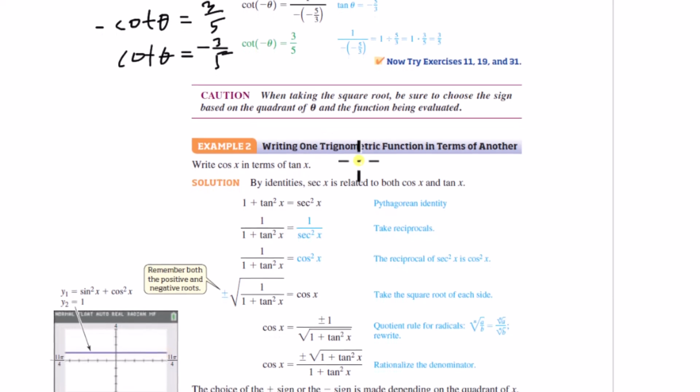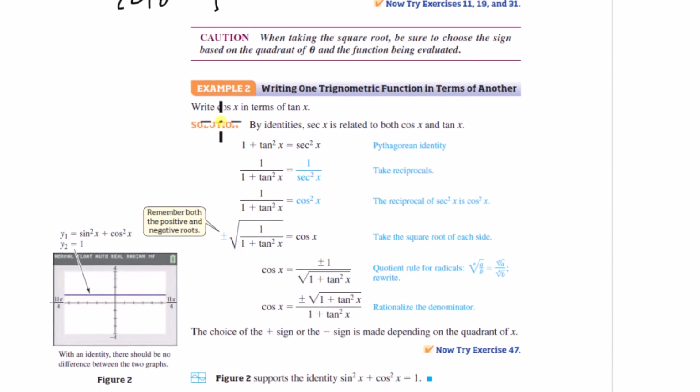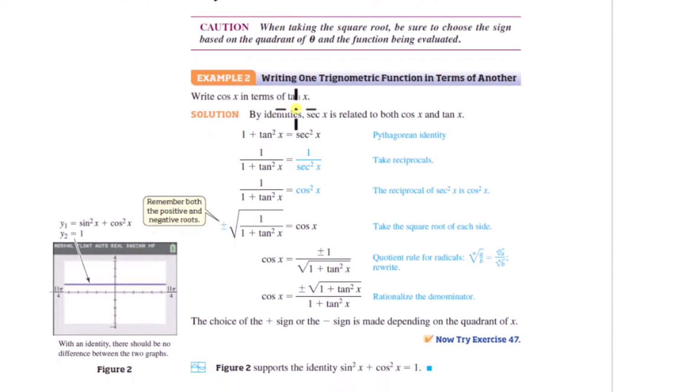All right, writing one trigonometric function in terms of another. So write cosine x in terms of tangent x. How can we do that? So what they're saying is we want cosine x by itself equal to some expression that just has tangent in it. Okay? So what they do is they use this Pythagorean identity, and the reason is because we have a secant here, and we know that the reciprocal of secant is cosine, and then there's a tangent on this side. So they take the reciprocal of both sides, and this becomes cosine squared x is equal to this.